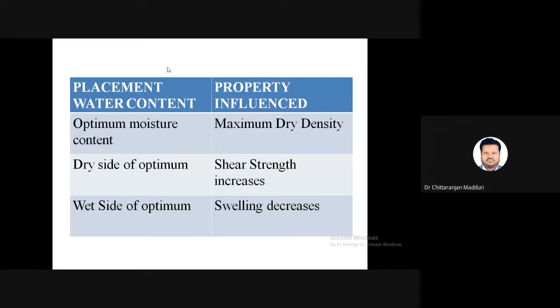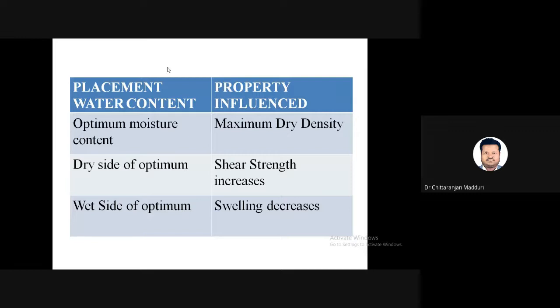At optimum moisture content, the density is maximum. On the dry side of optimum, shear strength increases, and on the wet side of optimum, swelling decreases. In the case of the dry side of optimum, the water content is less. Shear strength is inversely proportional to water content, because S is equal to C plus (sigma dash minus U) into tan phi. Sigma dash minus U means total stress minus pore water pressure. Shear strength is inversely proportional to pore water pressure. So the less the water, the more the shear strength. On the dry side of optimum, the moisture content is less, that's why shear strength increases.